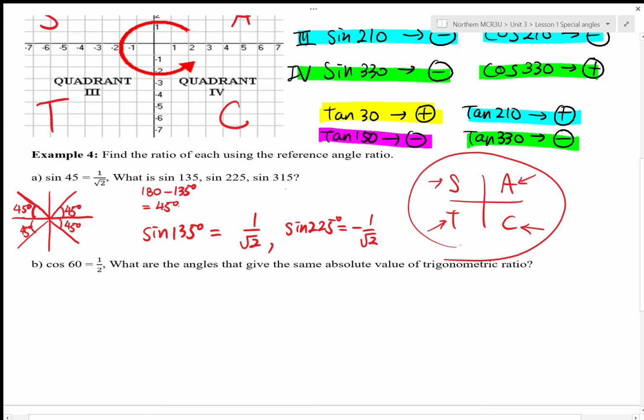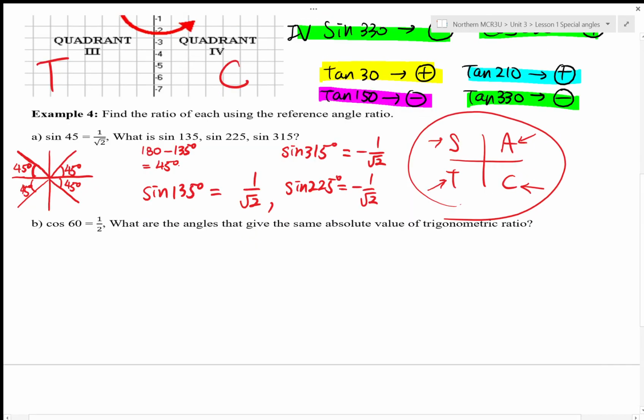And then same thing with the sine 315. So sine 315 is in the last quadrant, and that gives me only cosine positive, not the sine positive. So sine is negative, that means it's going to be negative 1 over square root of 2. I want you to pause the video and give this a try, okay? But I'm going to just keep going.